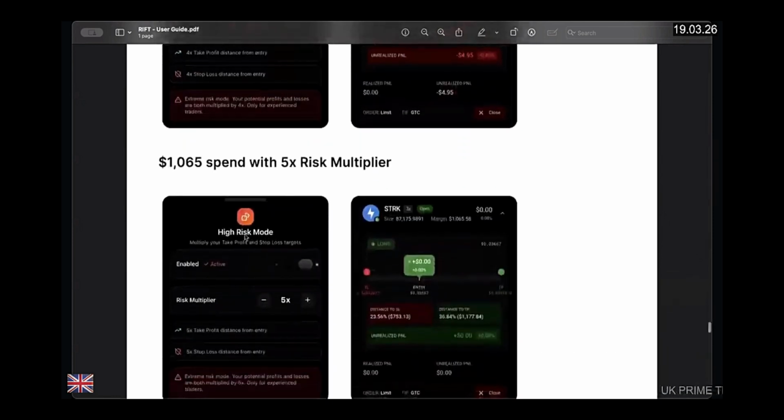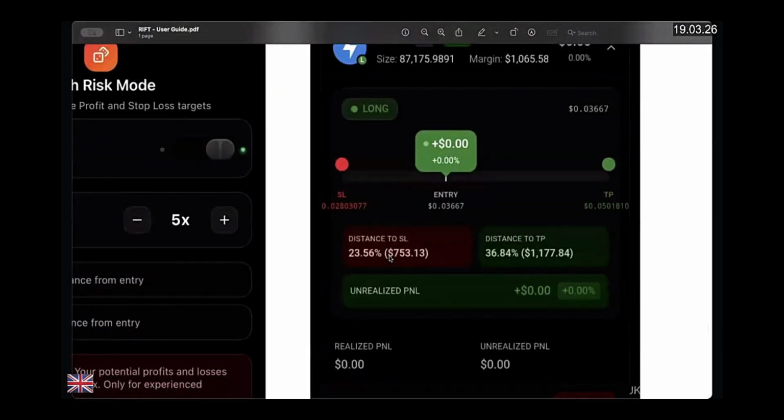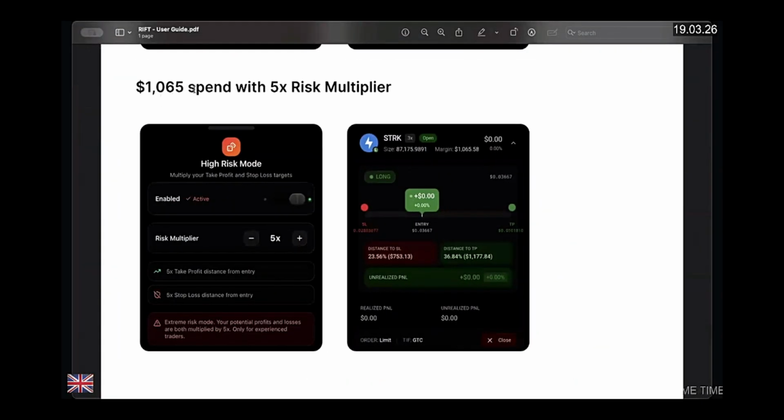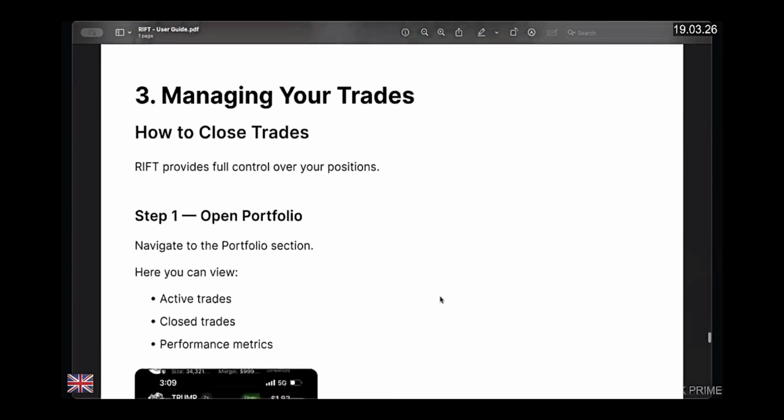And then we look at the risk multiplier of 5x with $1,000 spent. With 5x risk, you are at stop loss at $753 with a $1,000 trade and a profit more than your principal, that is $1,177. So you see, you can bet on double whatever you spend with. So this is how the risk multiplier matters and it affects the opportunities that you see.